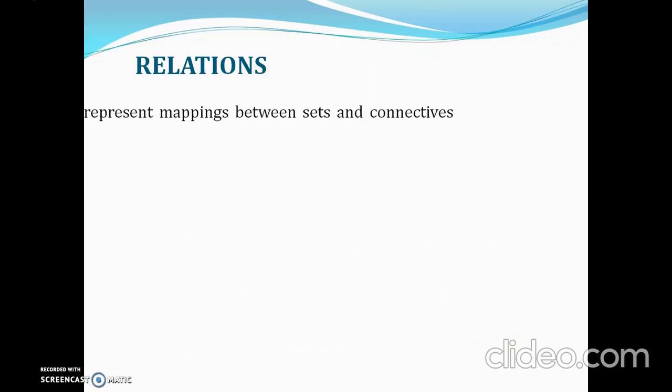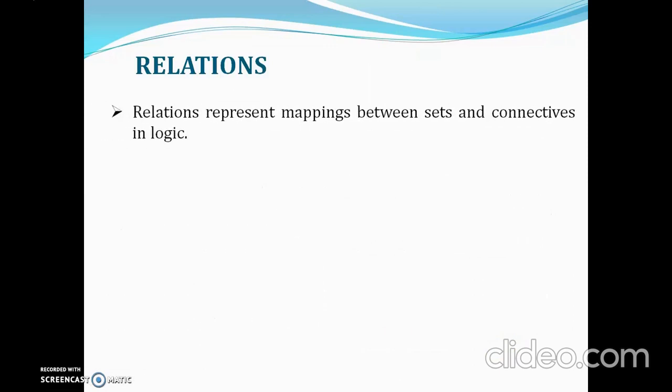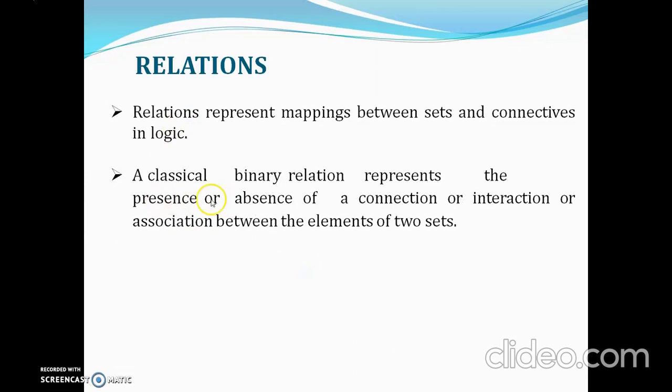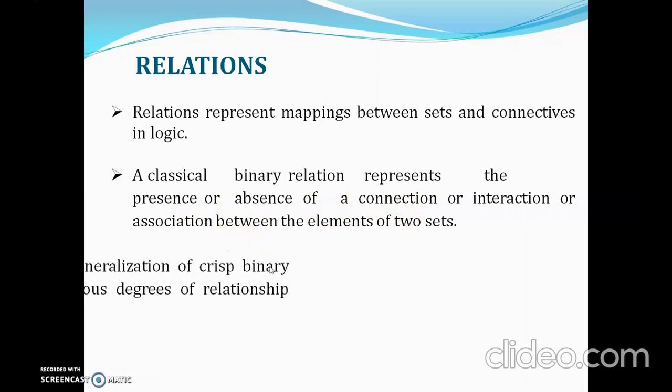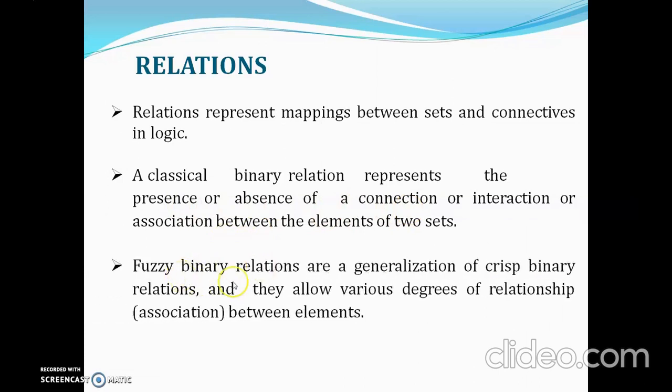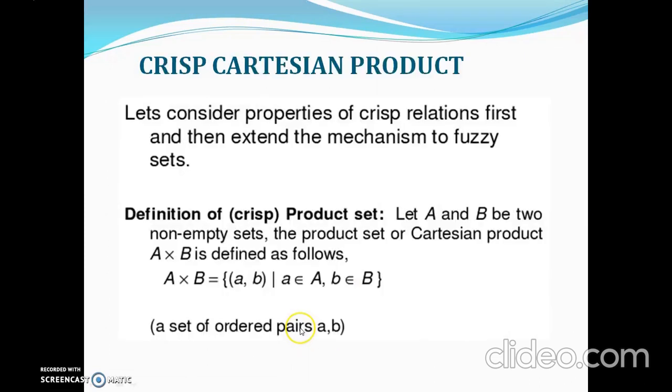So what is the relation? We take two different fuzzy sets and map them, and that we call a relation. We have a connective also. The classical binary relation represents the presence or absence of a connection or interaction between two sets of elements. Fuzzy set relations are a generalization of the crisp binary relations, and allow a degree of membership between the element sets.